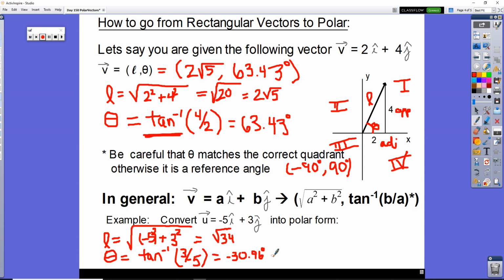So what we're being given here is actually a reference angle because it doesn't match the quadrant that our vector actually is in. Our vector is actually in quadrant 2, left and up is quadrant 2, and the angle we're being given is quadrant 4. So we're 180 degrees diametrically opposed from where we're supposed to be. So the actual angle theta would be 180 plus this, which is going to be 149.04 degrees.